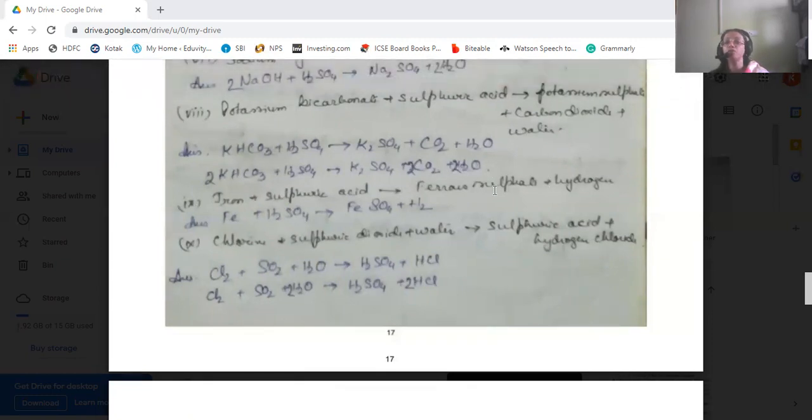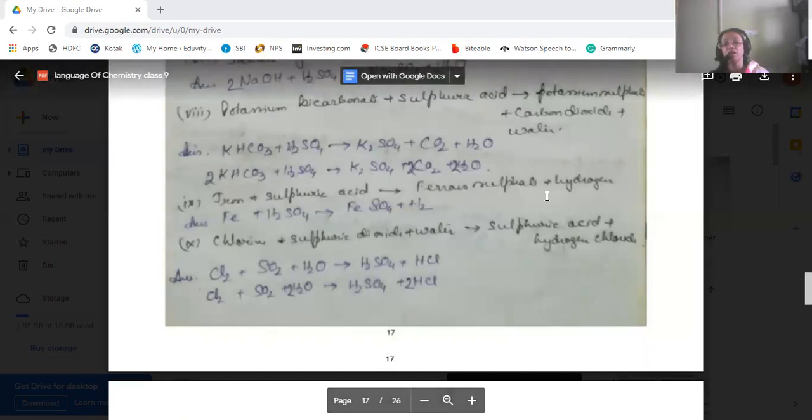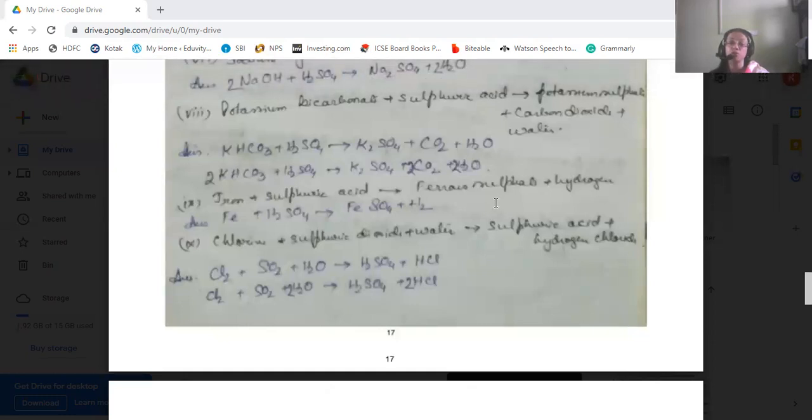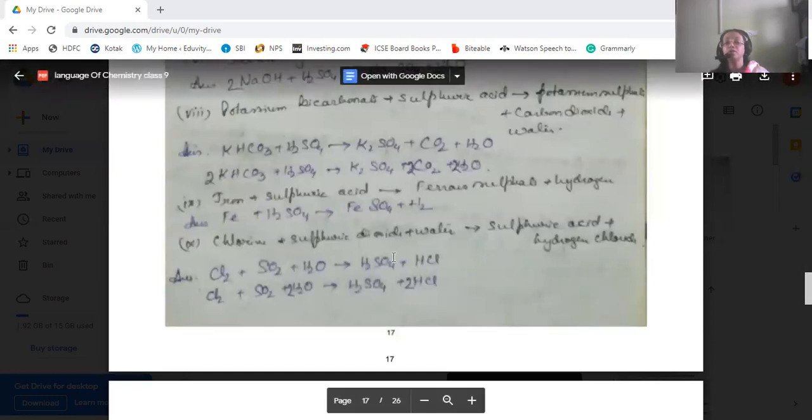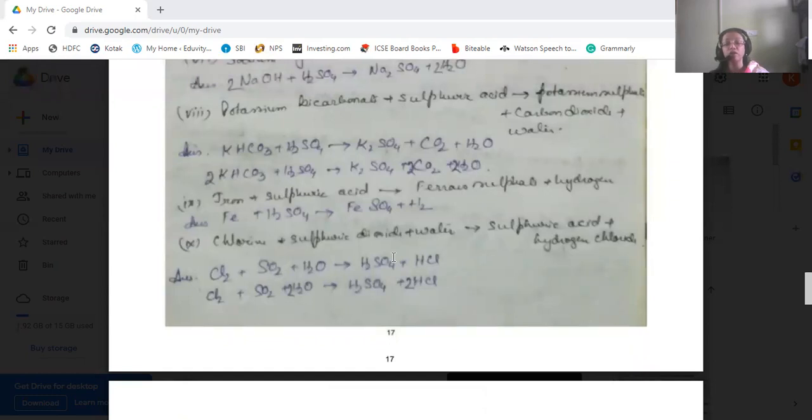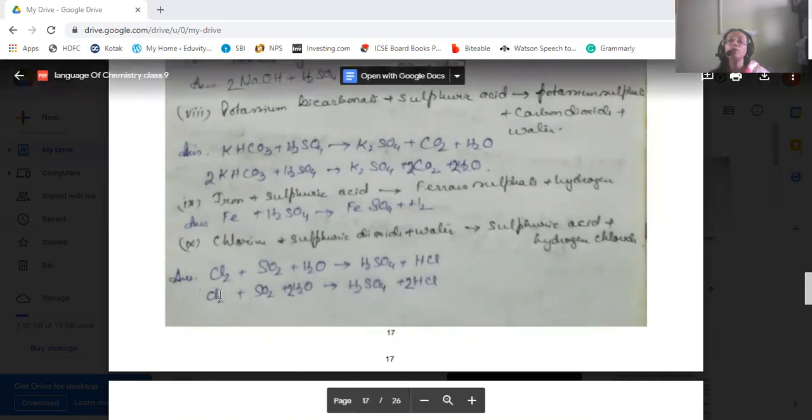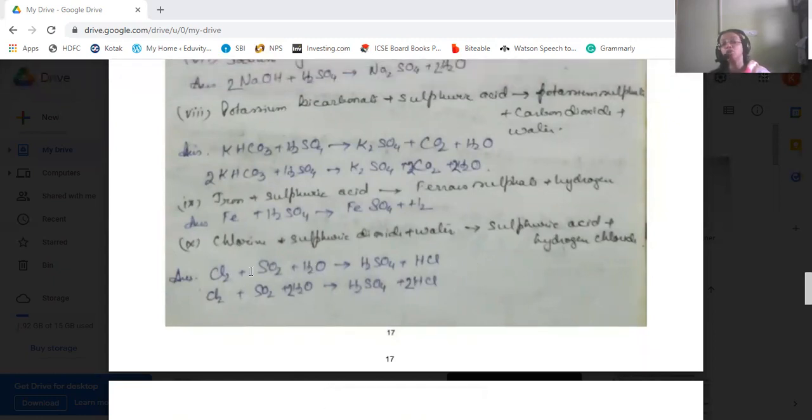Then iron plus sulfuric acid becomes ferrous sulfate and hydrogen. Fe plus H2SO4 gives us FeSO4 plus H2. That's a balanced equation. Then chlorine plus sulfur dioxide and water becomes sulfuric acid and hydrogen chloride. So chlorine Cl2 plus SO2 plus H2O gives us H2SO4 and HCl. See, on the reactant side, chlorine has 2 atoms, hydrogen has 2 atoms, oxygen has 3 atoms, and sulfur has 1.